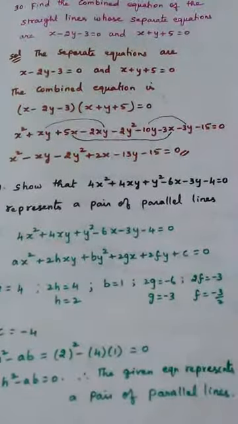Problem number 32. Show that the second degree equation 2x square plus 3xy minus 2y square plus 3x plus y plus 1 equal to 0 represents a pair of perpendicular lines. If we see the previous problem, they asked us to show that it is a pair of parallel lines. Here they are asking us to prove that this is a pair of perpendicular lines.